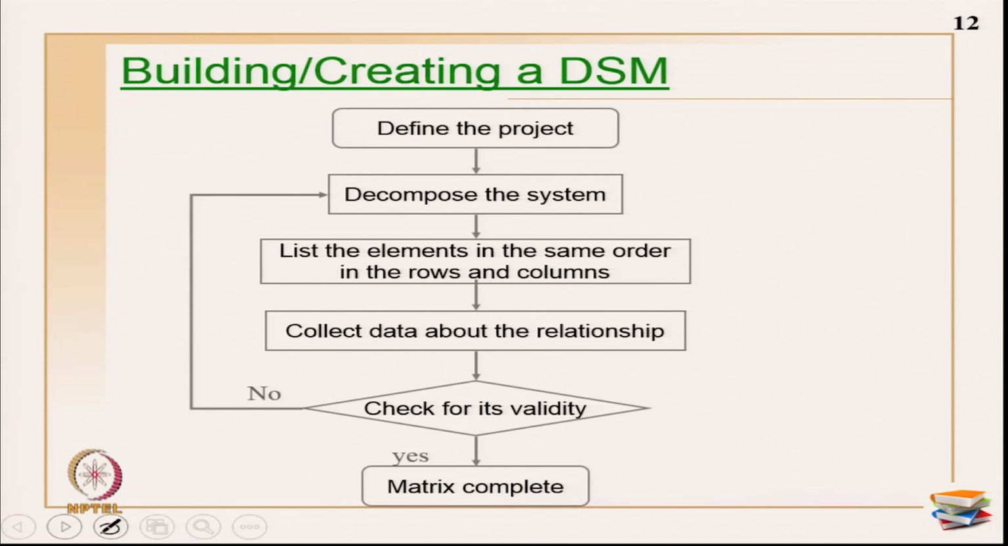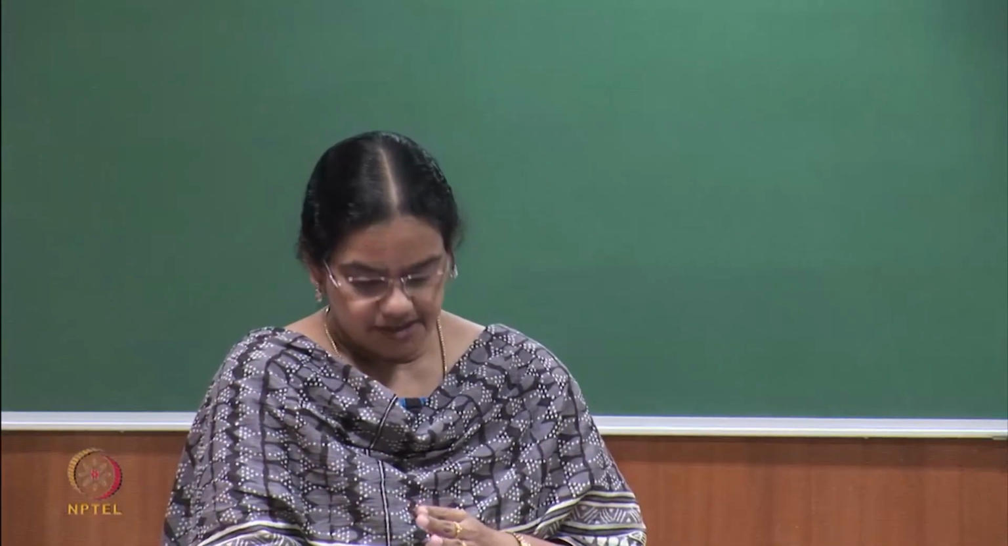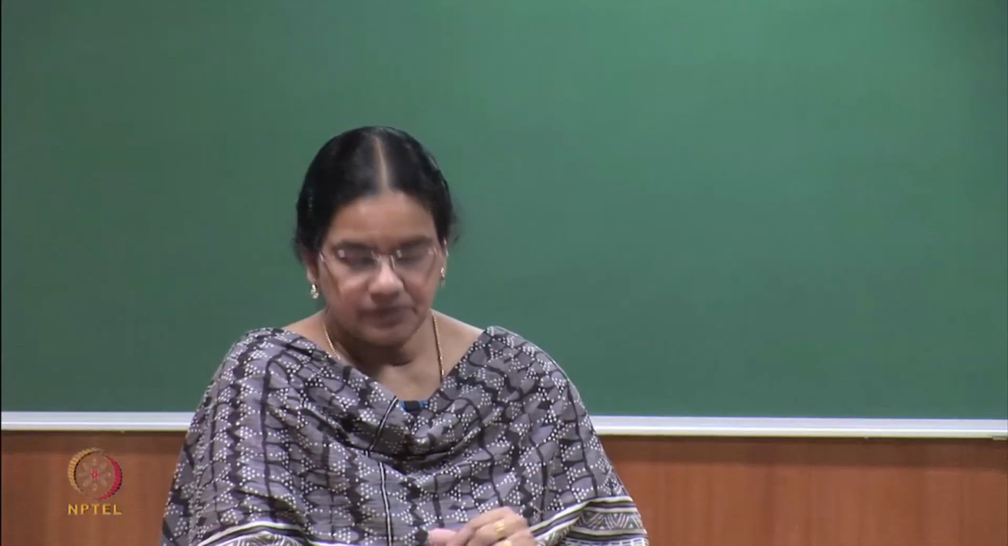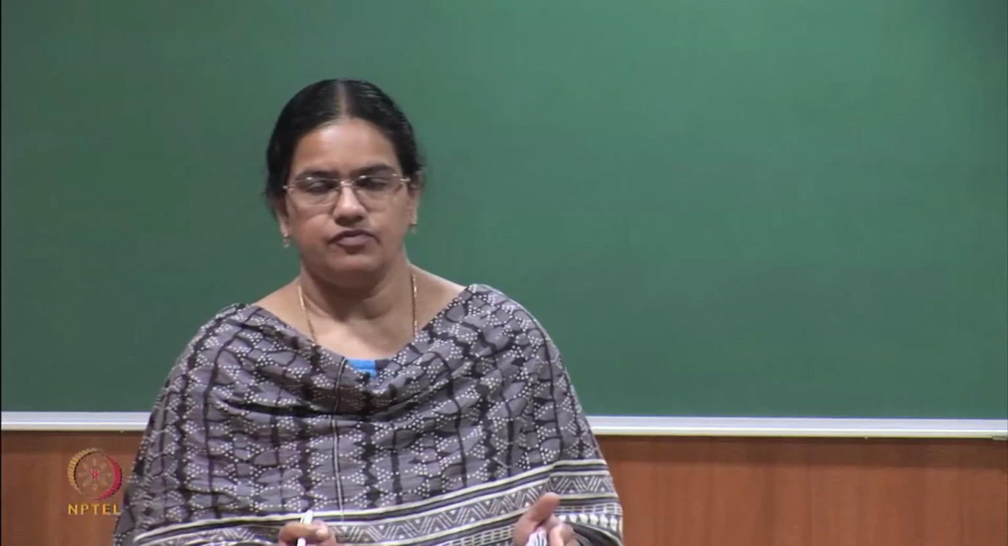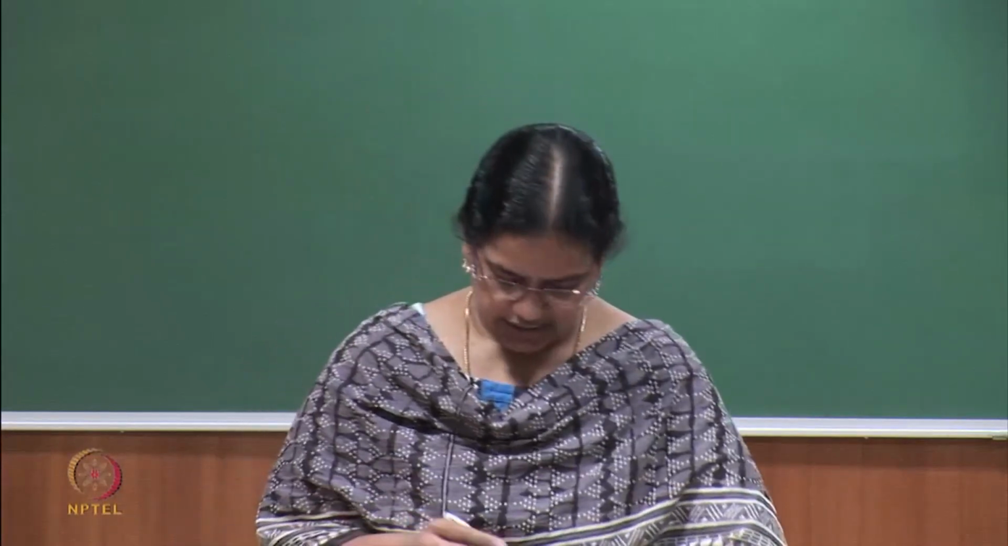Now, in this, define the scope, decompose the system, in decomposing the system I can stop at various levels. In the previous example I stopped at activity level. In the next example I will show you how to form a team DSM or a component DSM using the same methodology. Whatever type of DSM you want to form, you can decompose the elements in the same way, list the elements in the same order, still collect data on relationships, and still go ahead with the matrix formation.